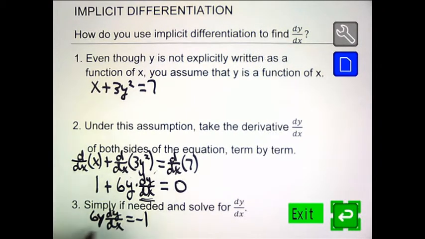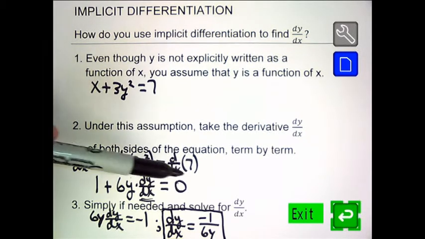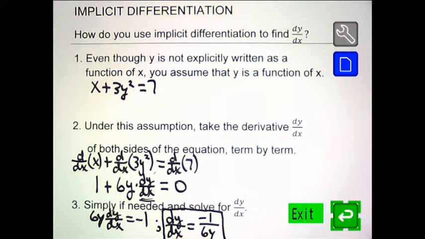And then if I divide both sides of that equation by 6y, I would get dy over dx is equal to -1 over 6y. So I don't want you to get bogged down in the details at this point. You'll have plenty more chances to actually look at the details. I want you to focus on the big picture, which is the 3-step process. Assume that y is a function of x. Under that assumption, take the derivative of every term on both sides of the equation, and then simplify and solve for dy over dx. That's the big picture. Don't sweat the details at this point.